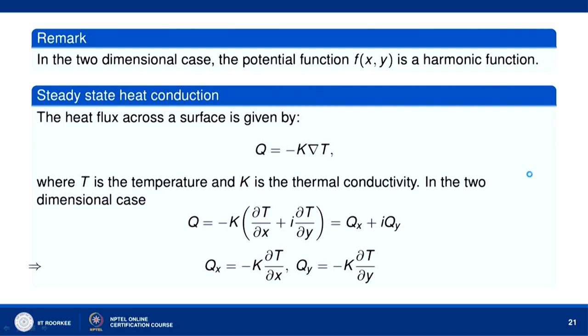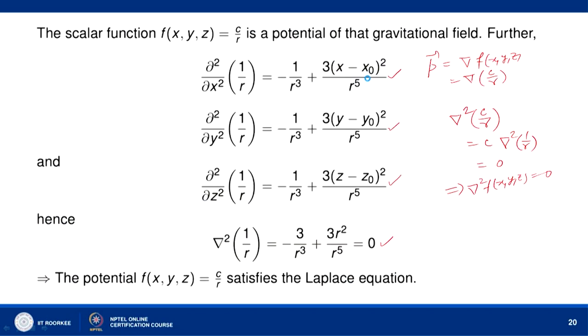Now, in the two dimensional case, the potential function f(x,y) is a harmonic function. Here you can see we have taken it in three dimensions. When you consider the two dimensional case, then you get f(x,y) equal to c over r, which satisfies the Laplace equation. That is c over the square root of r, where r is x minus x naught whole square plus y minus y naught whole square. This is a harmonic function.